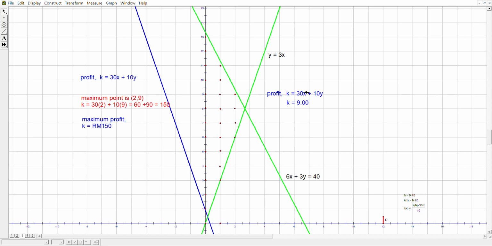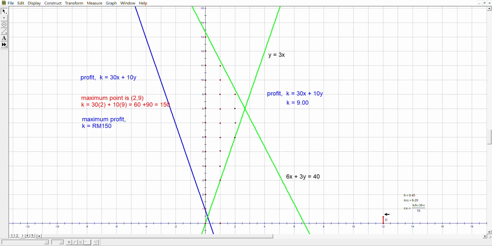Now we talk about the profit. The profit is 3x plus 10y. We have to maximize this profit, 3x plus 10y. So I have plotted this line 3x plus 10y. It is the blue line here.